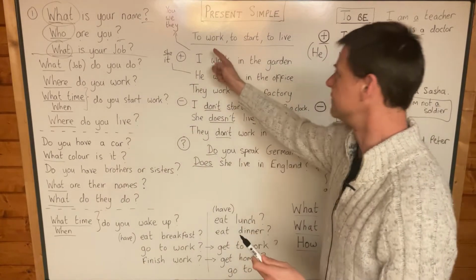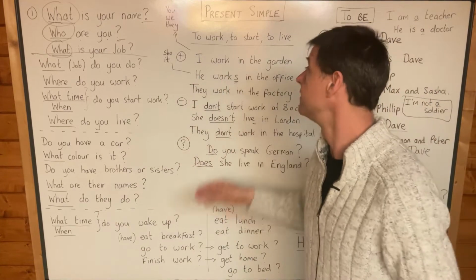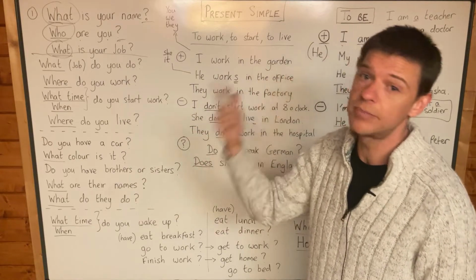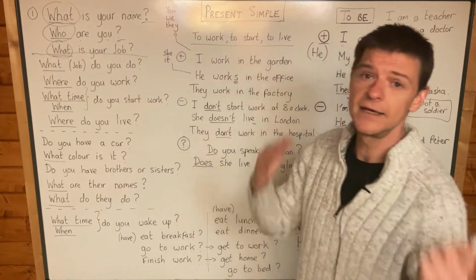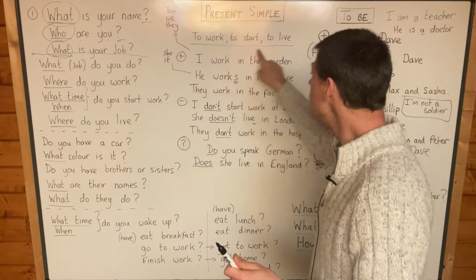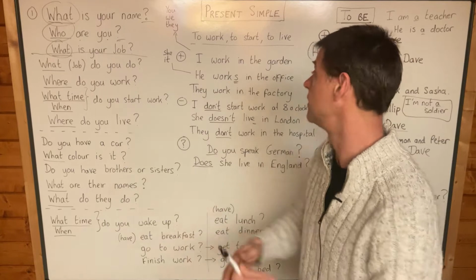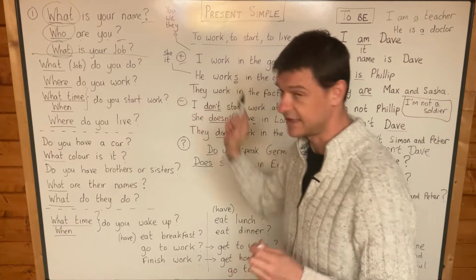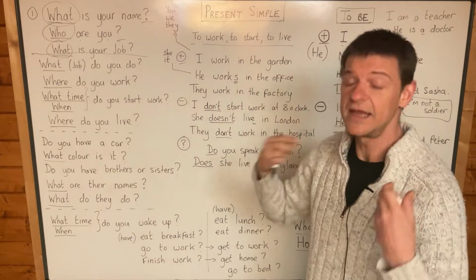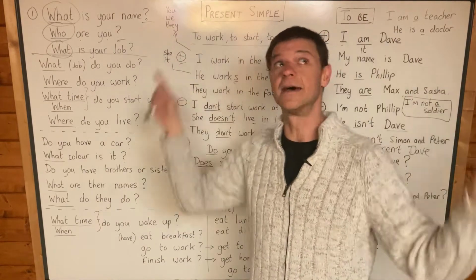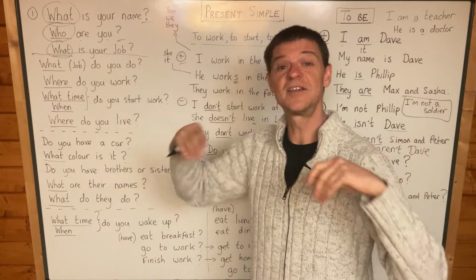Now, other verbs, all other verbs. Work, go, play, study, dance, sing, like, love, hate. All verbs, all other verbs work like this. So, I work, yeah, my name is Dave. I work here. And here is in the garden.